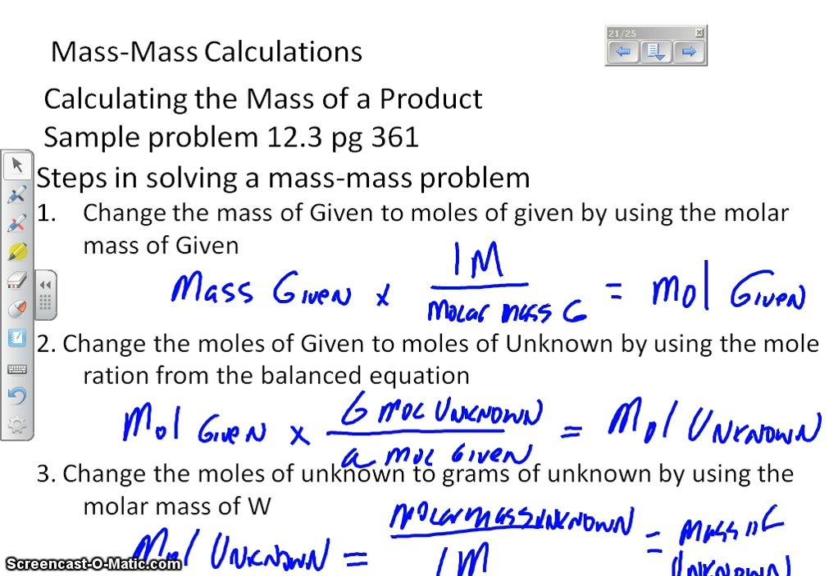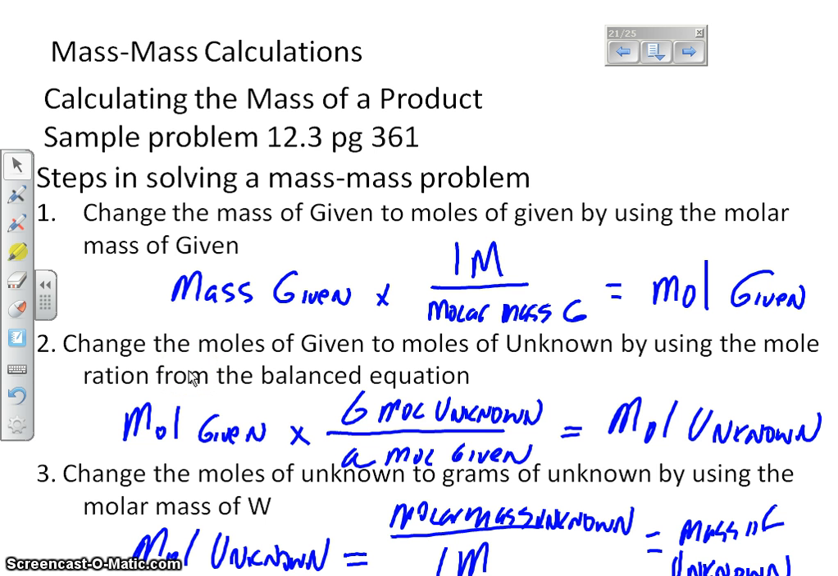All right, next, we are going to calculate the mass of a product. All right, sample problem 12.3 is what we're going to do next after we talk about this. Okay, the steps in solving a mass-to-mass problem. Number 1, change the mass of given to moles of given by using the molar mass of the given. Mass given times 1 mole over molar mass equals moles given. Number 2, change the moles of given to moles of the unknown by using the mole ratio from the balanced equation.